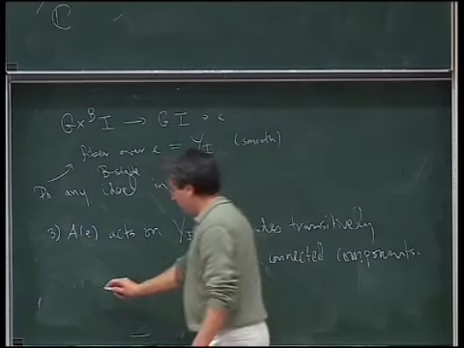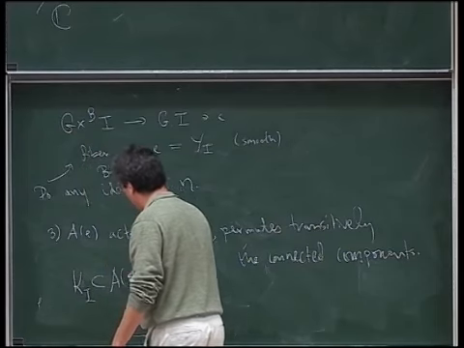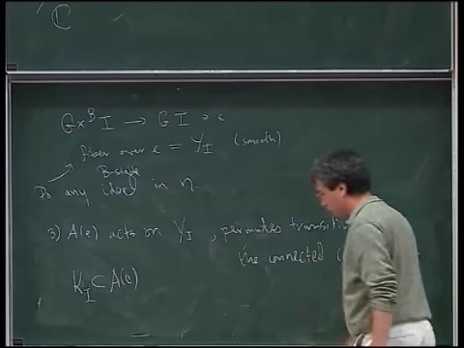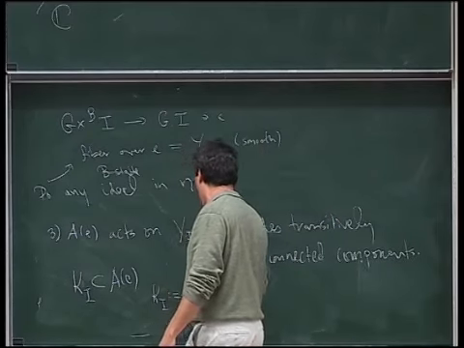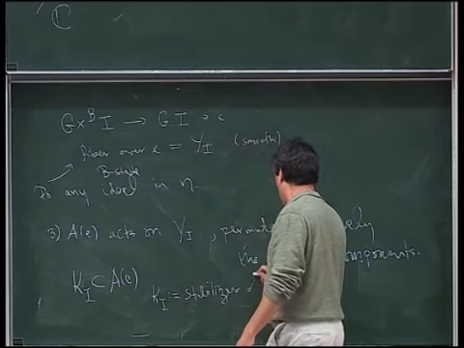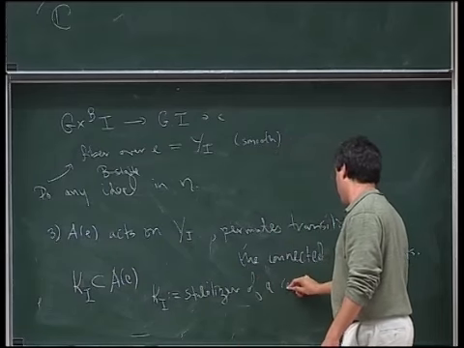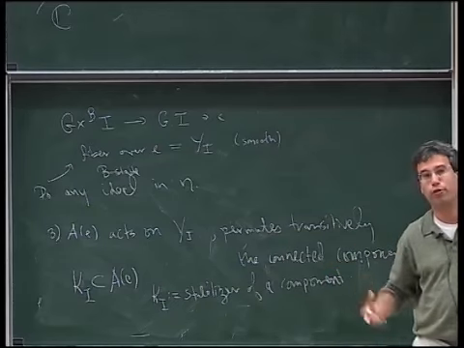So you could define K sub I. This is going to be a subgroup of the component group. It's only defined up to conjugation, up to conjugacy. This is just defined to be the stabilizer of one of these components. So if there's only one component, then you're getting the full group.